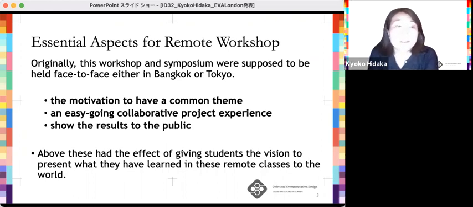The motivation is related to having a common team to do the co-production. We also had to create an easygoing collaborative project experience, because if it is too complicated or hard to communicate, it is really hard for all of us to produce together. And we wanted to show the result to the public. These were the impact of giving students the vision to present what they have learned and created in these remote classes to the world.